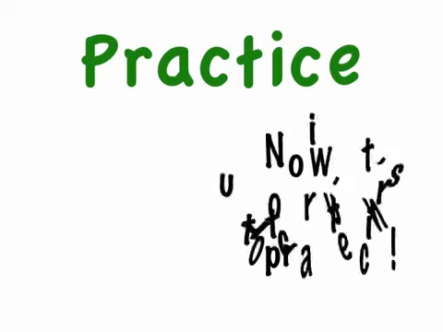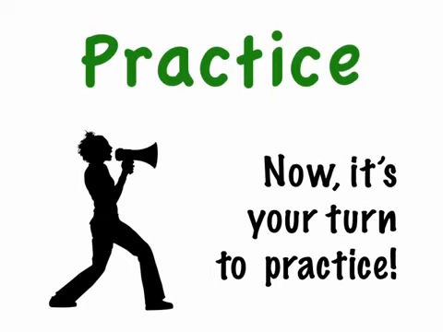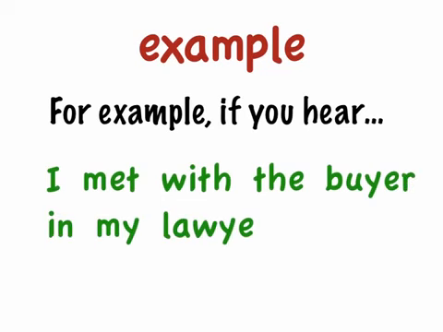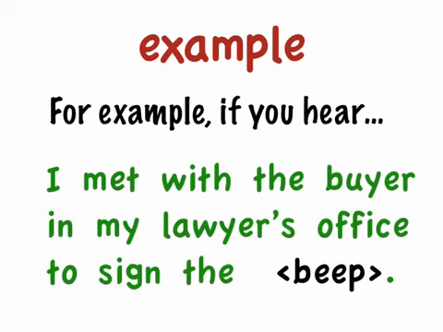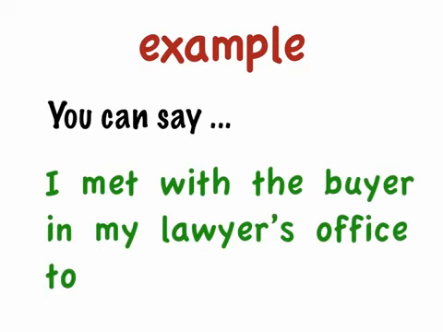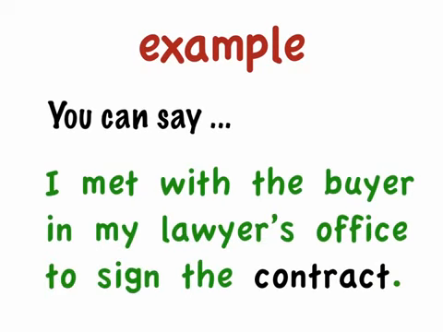Now it's your turn to practice some of the words we've studied in this lesson. In a moment, you'll hear a series of sentences with a word replaced with a beep. Repeat each sentence, including the missing word. For example, if you hear, I met with the buyer in my lawyer's office to sign the... you can say, I met with the buyer in my lawyer's office to sign the contract. We'll play the correct answer after each question. Ready? Let's give it a go.